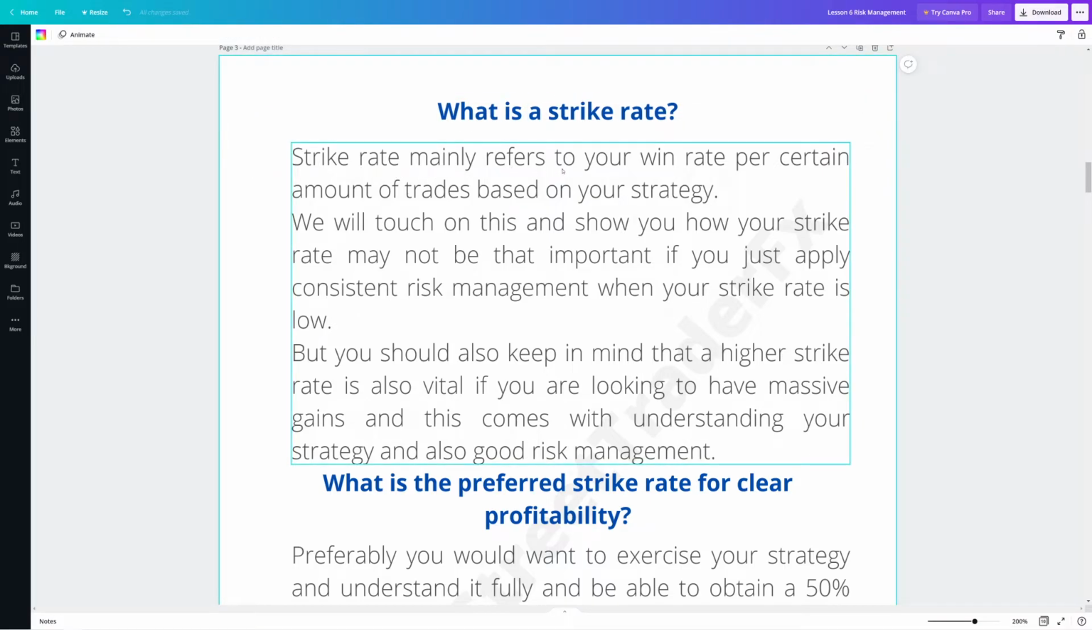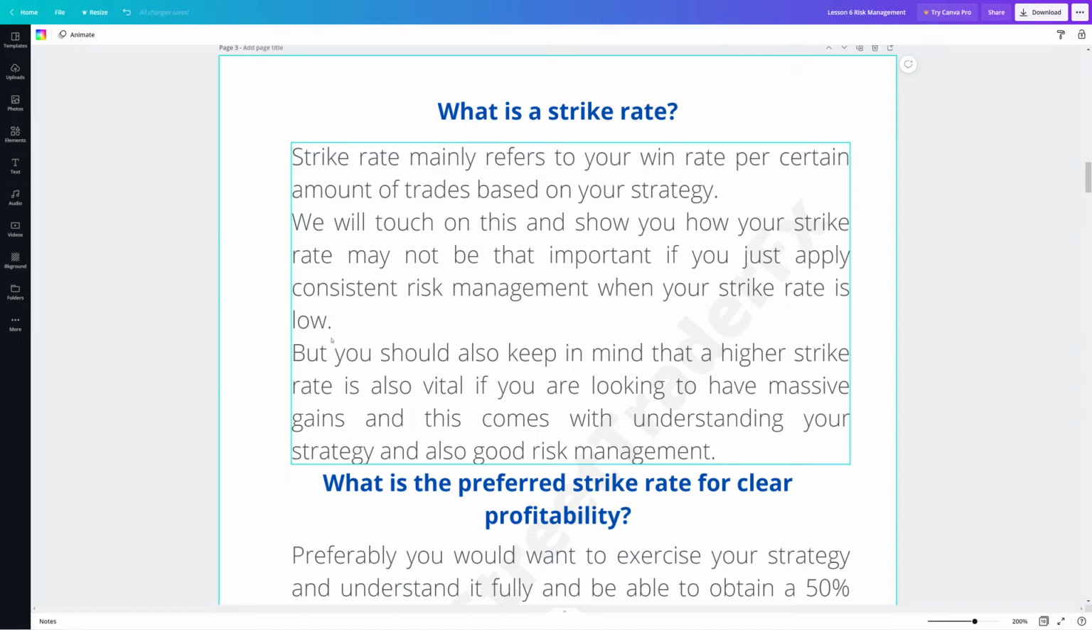Strike rate mainly refers to your win rate per certain amount of trades based on your strategy, right? It refers to how many trades you are able to win in X amount of trades that you take. Let's say in 10 trades, how many trades are you able to win? So we convert that win rate into a percentage, right? We'll show you how your strike rate may not be that important if you just apply consistent risk management when your strike rate is low, right? You can have a low strike rate, meaning that you win few trades but still be profitable.